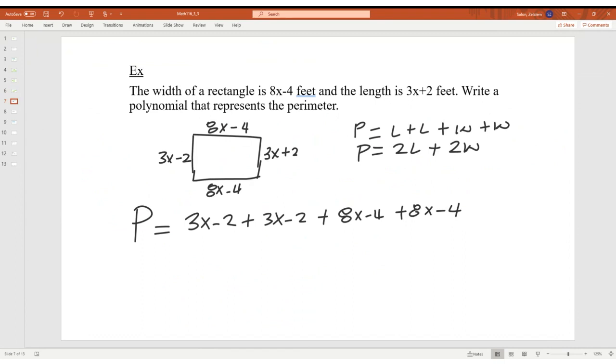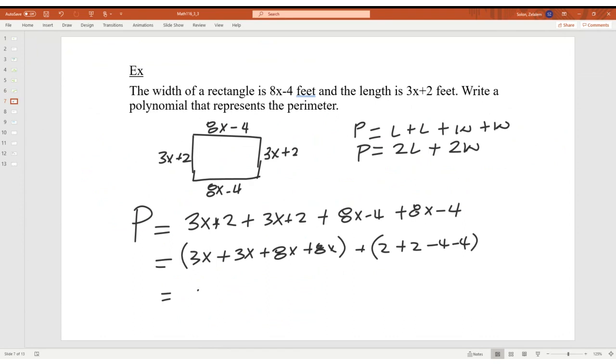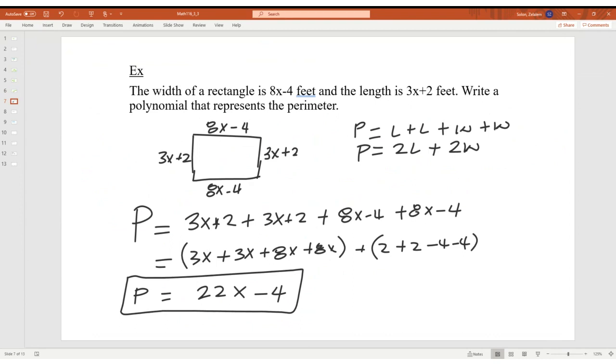Now, if you see, we can combine like terms. Oh, sorry, the equation is plus 2. I don't know why I wrote minus 2. So this should be plus 2. Sorry about that. Okay. So we combine like terms, those with x, 3x plus 3x plus 8x plus 8x. And the numbers are 2 plus 2 minus 4 minus 4. So 3 plus 3 is 6. 6 plus 8 would be 14. 14 plus 8 will be 22x. So this will give you 22x. Just add the numbers, okay? 2 plus 2 is 4. 4 minus 4 will be 0. 0 minus 4 will be negative 4. So that's our polynomial, which represents the perimeter of the given rectangle. So the perimeter is 22x minus 4.